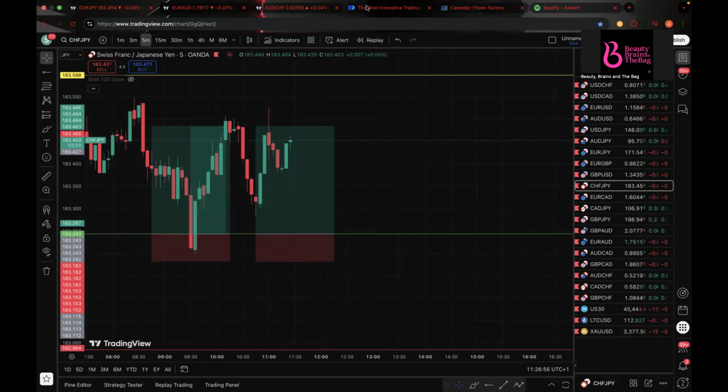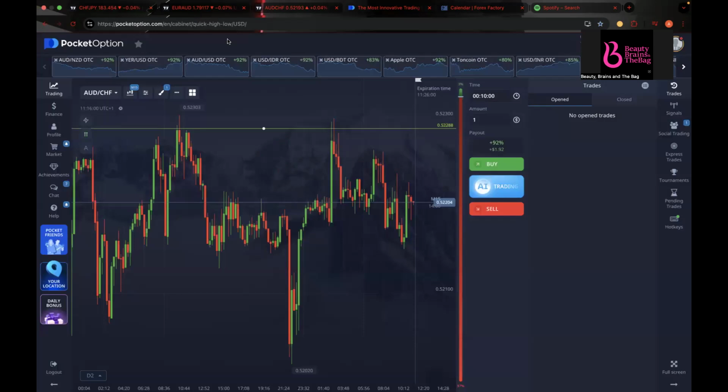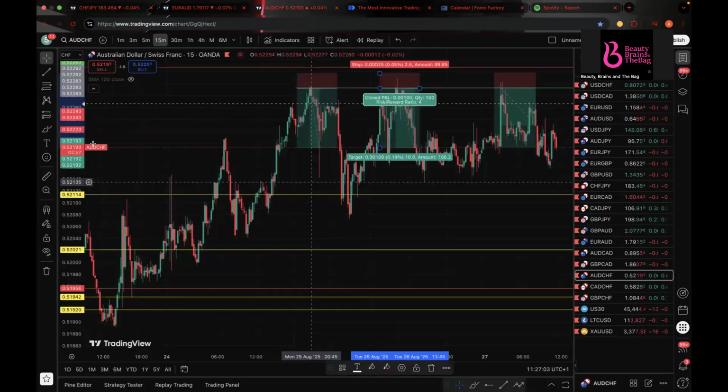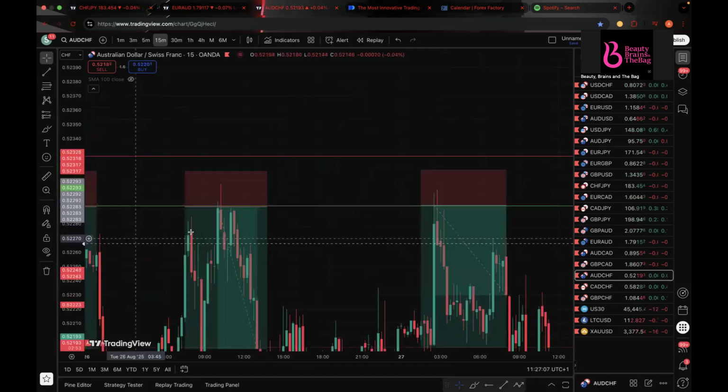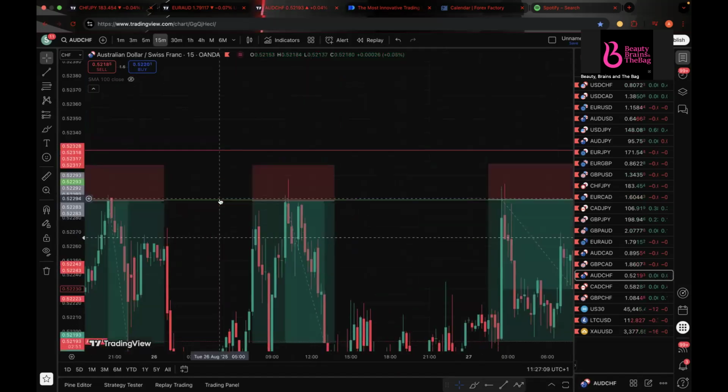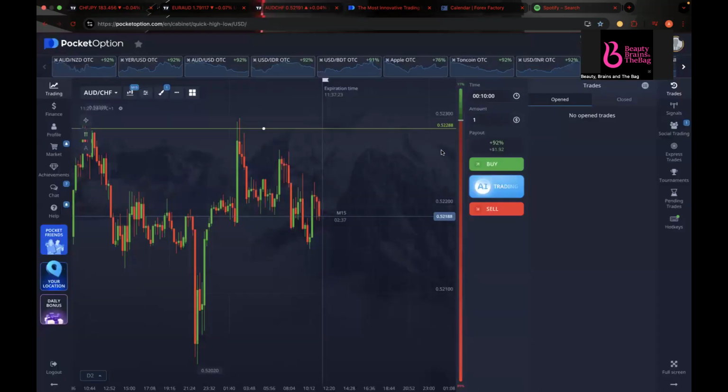Because if I go to Pocket Options, let's not use this one. Let's use ADCHF because I've already maxed up on Pocket Options too. So if you look at my ADCHF now, the price, this green point here, is 0.52293. But the equivalent of this line on Pocket Options is 522,888. You see, 9388. That is about a 5 pipette difference.